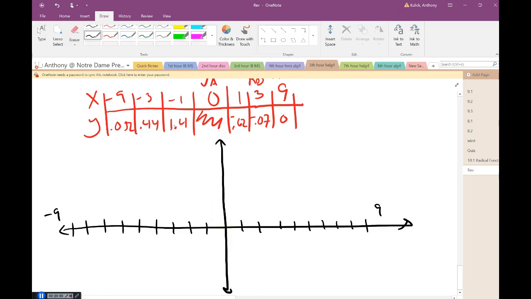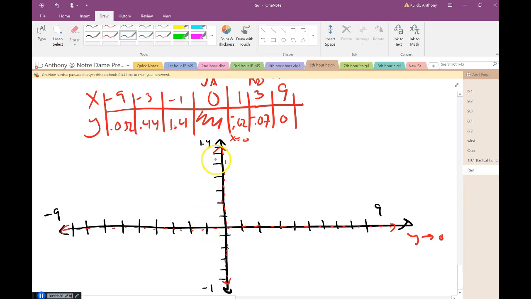And then, I don't know, let's go up by 0.2s maybe. 0.2, 0.4, 0.6, 0.8, 1, 1.2, 1.4. And go down by the same, so -0.2, -0.4, -0.6, -0.8, -1. So I have my vertical asymptote here at x equals 0. I have my horizontal end behavior here at y approaches 0. And then let's plot some stuff.